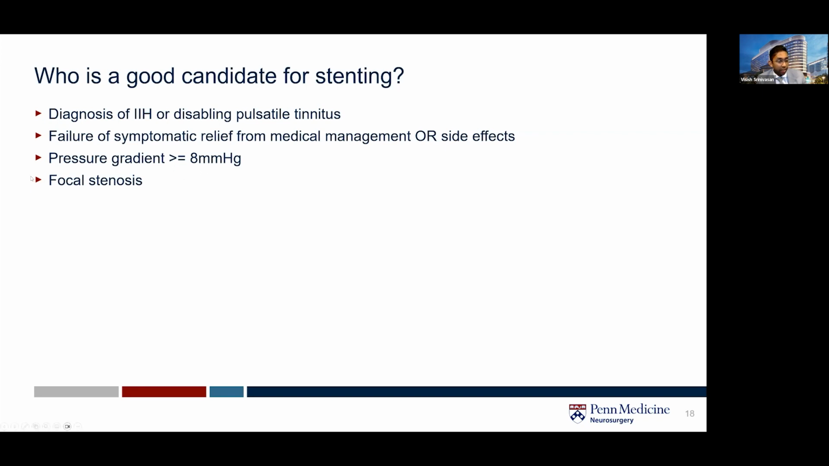And then I look for someone ideally who has focal stenosis, an area that I can really span ideally with a single stent if at all possible.